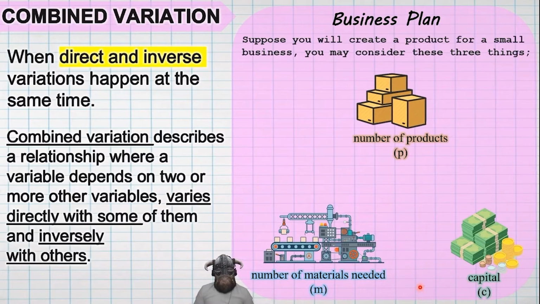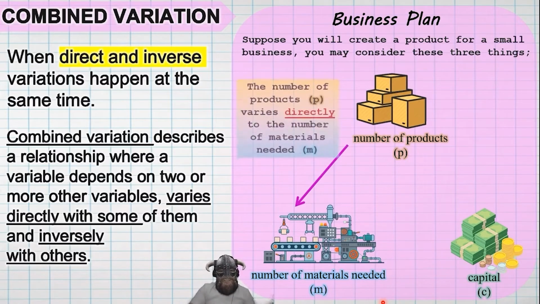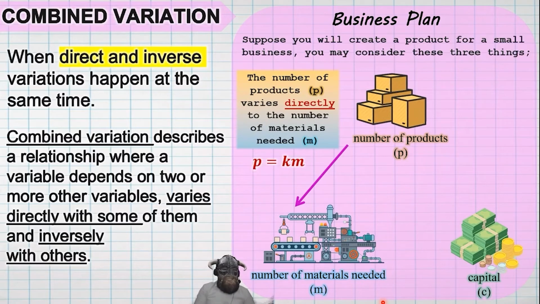So, in this case, this is a good example of combined variation. Bakit? As the number of products increases, the number of materials also increases. Siyempre, marami kang gagawin na product, maraming materials din yung kailangan mong gamitin. But at the same time, as the number of products increases, your capital decreases. Siyempre, yung capital mo, yan yung puhunan mo. Habang dumadami yung products na ginagawa mo, nababawasan yung capital mo. So, lumiliit siya.